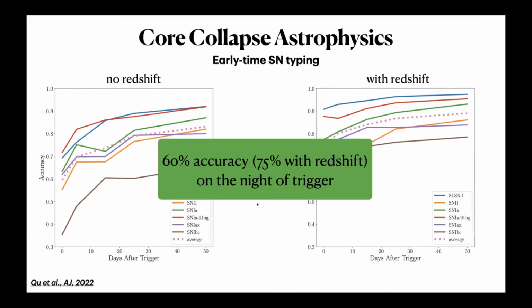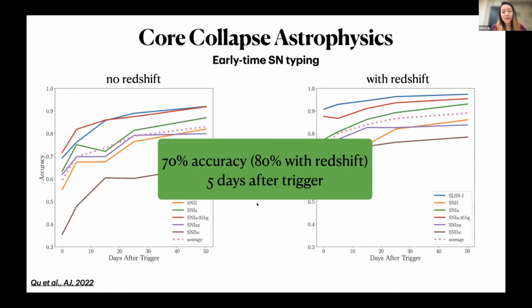So just in summary, we are performing at about 60% accuracy, doing the 6-way typing on the night of trigger. And with the redshift information, we're able to get 75% accuracy. And by 5 days after trigger, those numbers increase to 70% accuracy without and 80% accuracy with redshift. So really quite good results considering we're doing classification between 6 different types here.